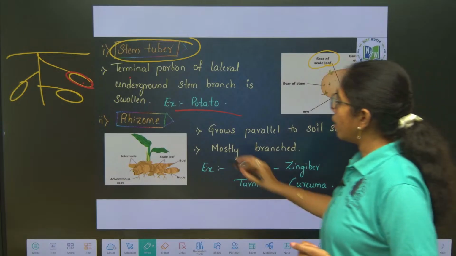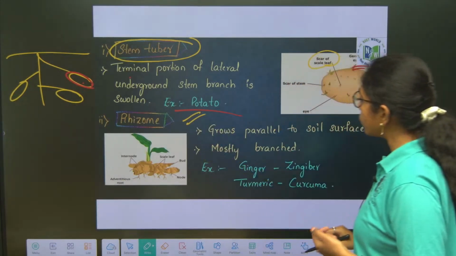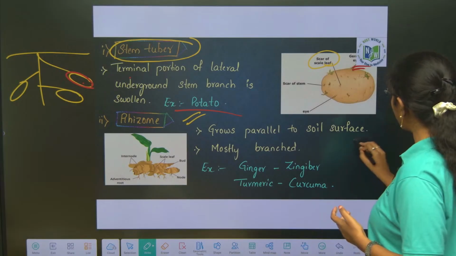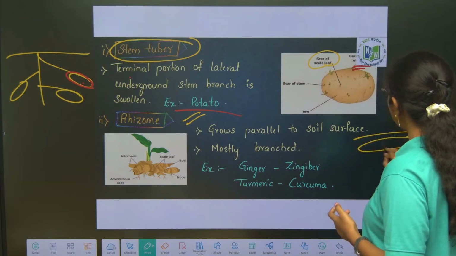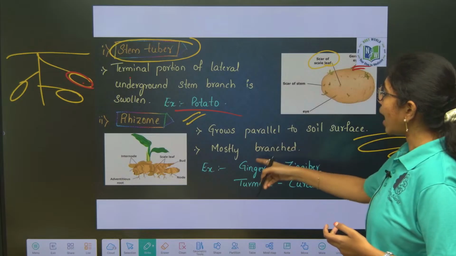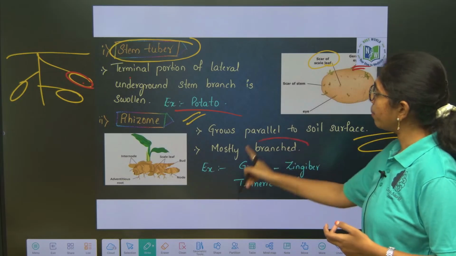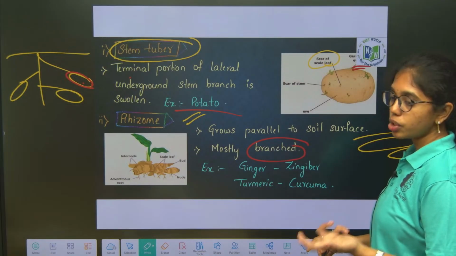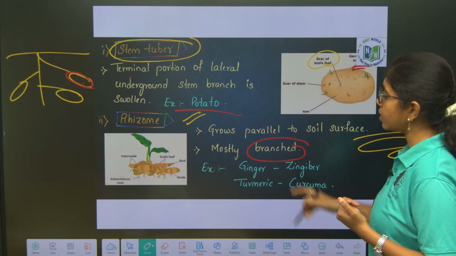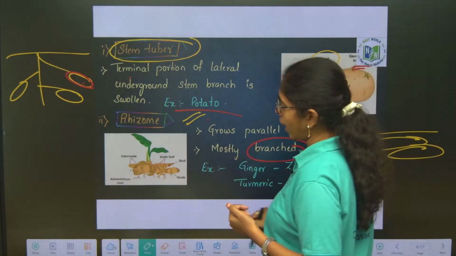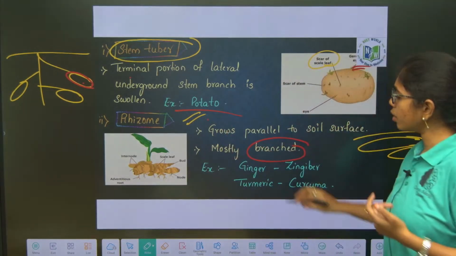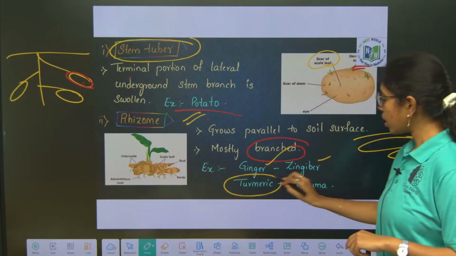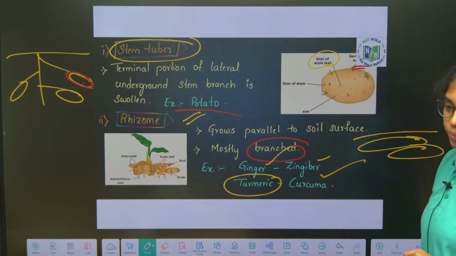Next is what? Rhizome. In rhizome, if you see, this grows parallel to the soil surface. Rhizome grows parallel to the soil surface, and mostly this will be branched. Fine. Which stem modification will grow parallel to the soil surface? So, your answer should be rhizome. Examples include ginger, commonly called zingiber, and turmeric, that is curcuma.